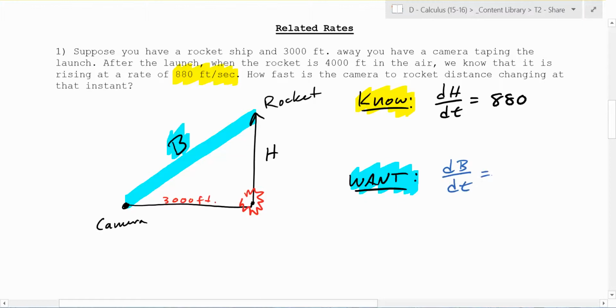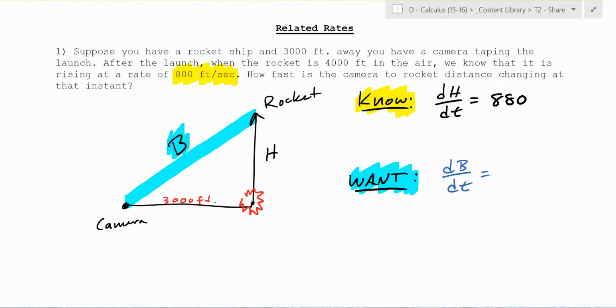This is really tricky at the beginning because we know how fast the rocket is going. That's the rate of change of the height in terms of time, which is 880. We want to know dB/dt. So the first thing you identify is what do you know and what do you want in terms of the rates of change. We know this rate of change and we want this rate of change.